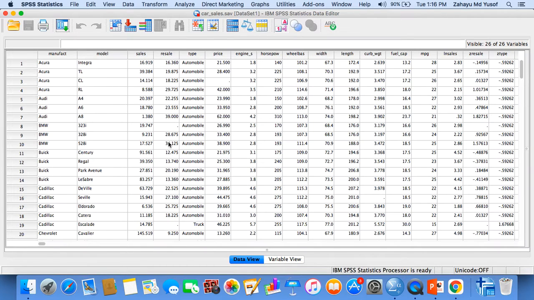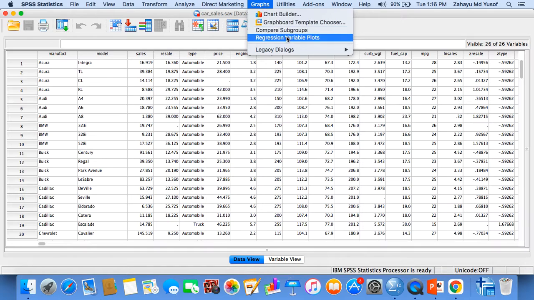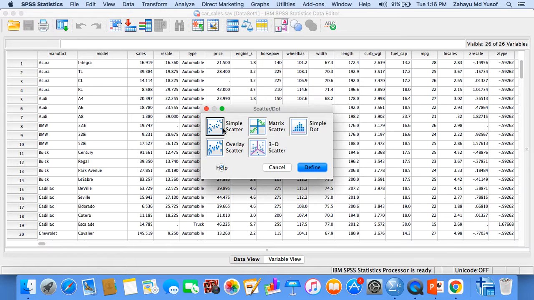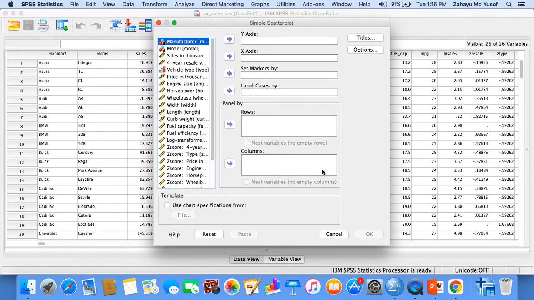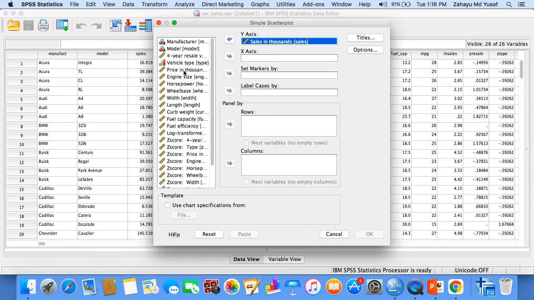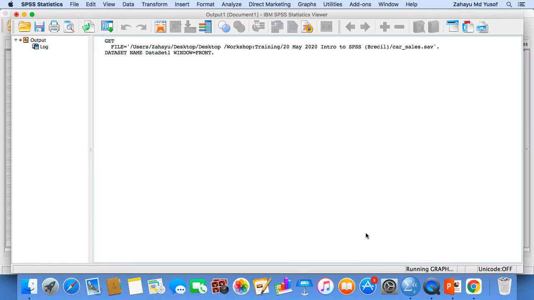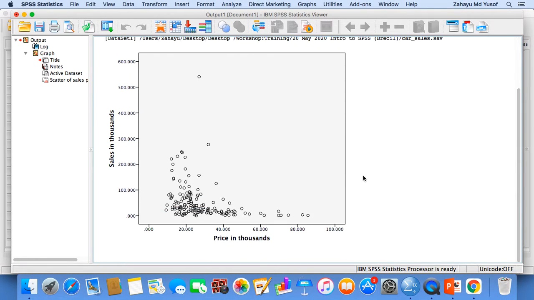Okay, I may start with looking at this data, the car sales data. Okay, I will show you how to come up with the graph. Go to Graph, Legacy Dialog, and choose Scatter or Dot plot. And in this box, you are going to choose Simple Scatter. After that, you need to choose your Y and X axis. For this case, we are looking at sales for Y and also price for X. And then you can click OK. The output will give you the scatter plot for those two variables, the sales and price.